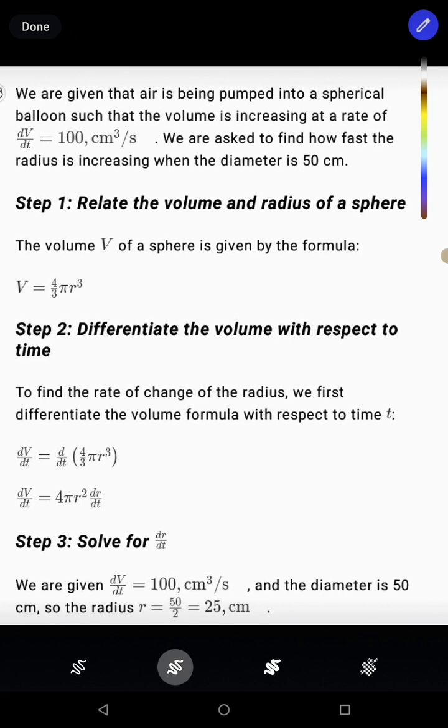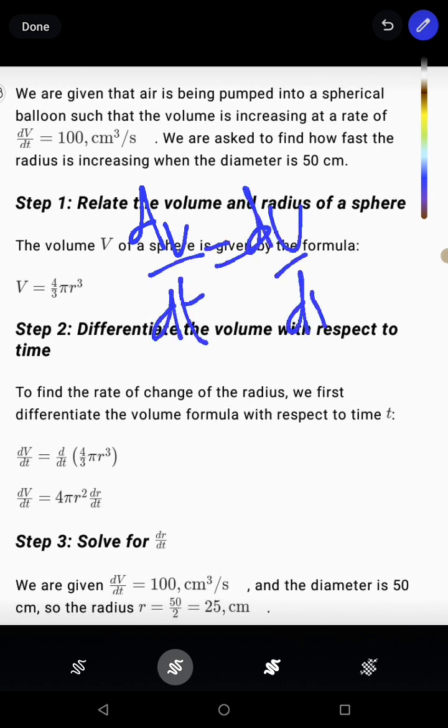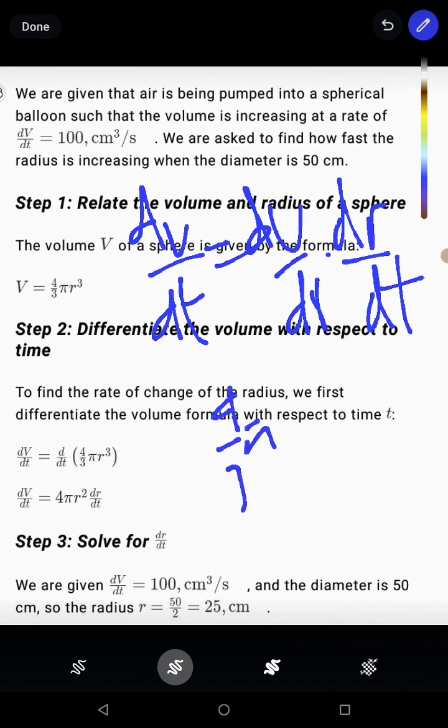Now, what's the volume here? Volume is 4/3 pi r cubed, and we know the rate dV/dt is actually dV/dr times dr/dt. So what's our dV/dr? Differentiating this, 4/3 pi is a constant that accompanies our differentiation. So that will be 4/3 pi times the derivative of r cubed, which is 3r squared. This 3 cancels the 3 in the denominator. That's how we get 4 pi r squared. Then the dr/dt.